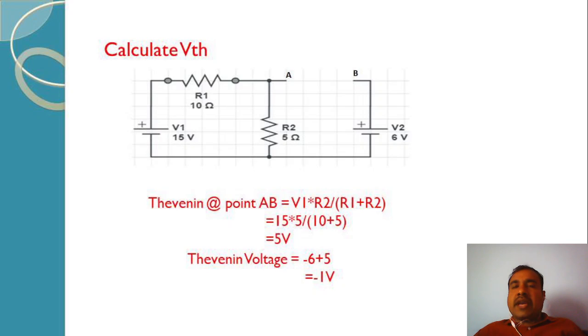KVL loop: if you traverse from the source voltage V2, then through terminals AB and then to resistance R2, it turns out to be plus 6 volts, then VAB, and then minus 5 volts. So the terminal voltage VAB will be minus 6 plus 5, that is minus 1, or taken in the other direction, 6 minus 5, equal to 1 volt.